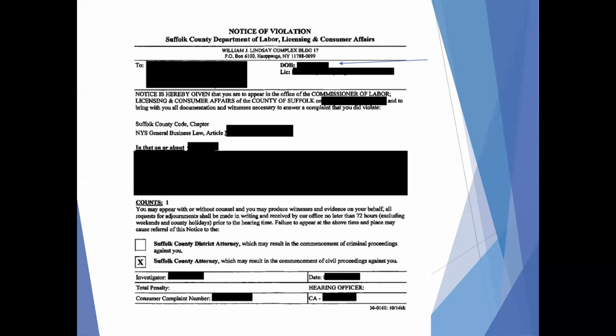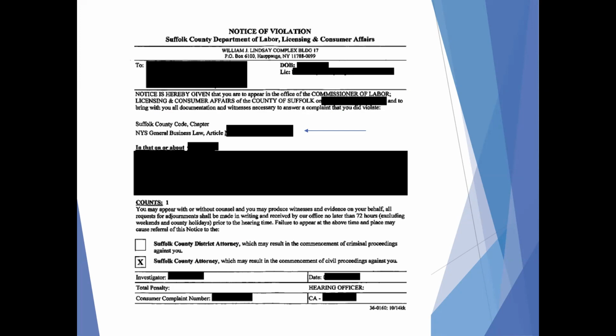Next to that, on the right, you're going to have the DOB, that's the date of birth of the license holder. Then we have the license number for the license holder. Then we have a date that you're being directed to appear before the Commissioner of Labor in Consumer Affairs so that the violation can be heard and you can present whatever defense you may have, and the investigator from Consumer Affairs will present their evidence to the hearing officer.